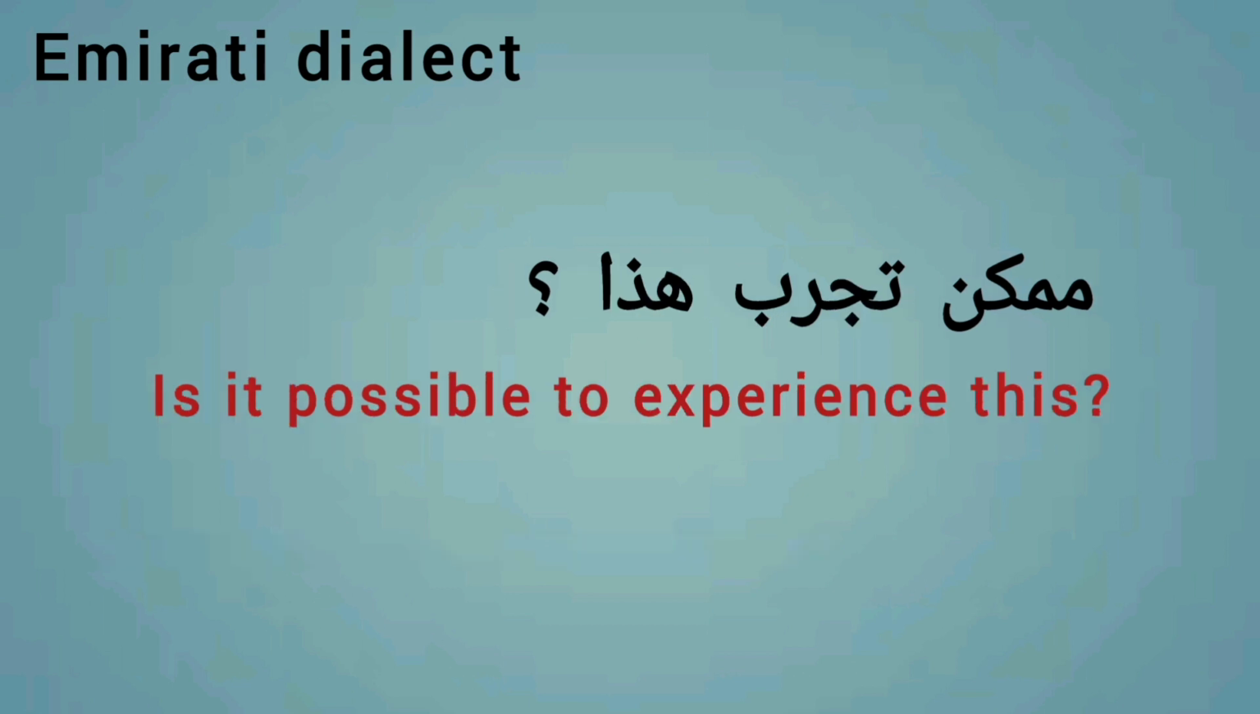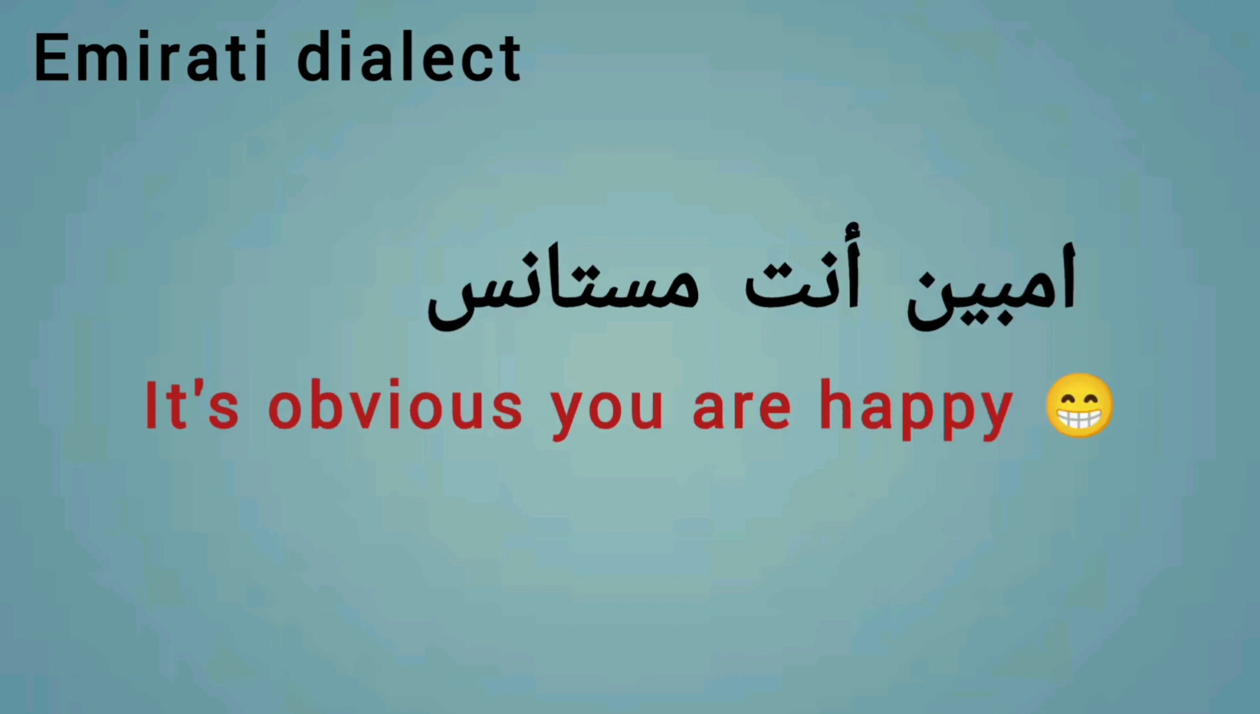ممكن تجرب هذا. Is it possible to experience this, or is it possible to try on this? ممكن means possible. تجرب means you experience or you try on. And هذا means this. It's a demonstrative pronoun. And for female we say ممكن تجربين هذا.